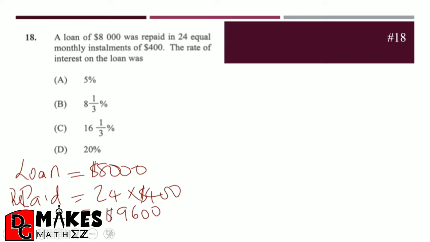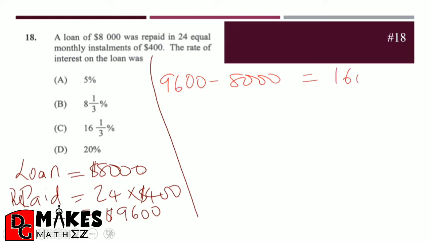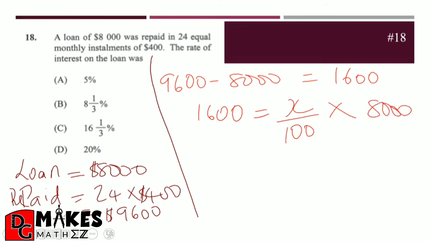Now we're being asked, what is the rate of interest on the loan? First thing you want to ask yourself is, how much more than you borrowed did you pay? So you borrowed 8,000, but you paid back 9,600, which means there was a $1,600 extra. That would have been the interest. Now we need to know $1,600 was what percentage of 8,000?